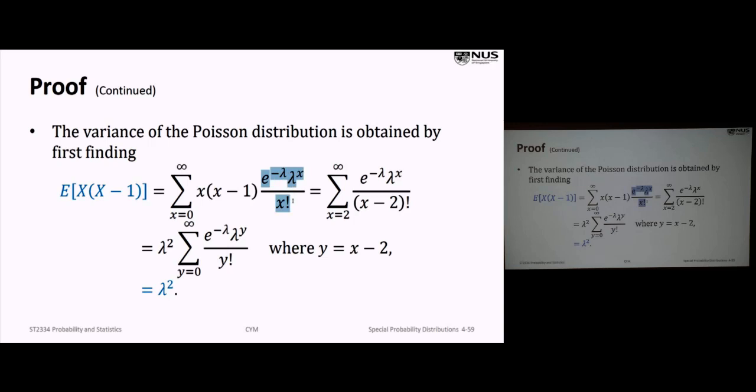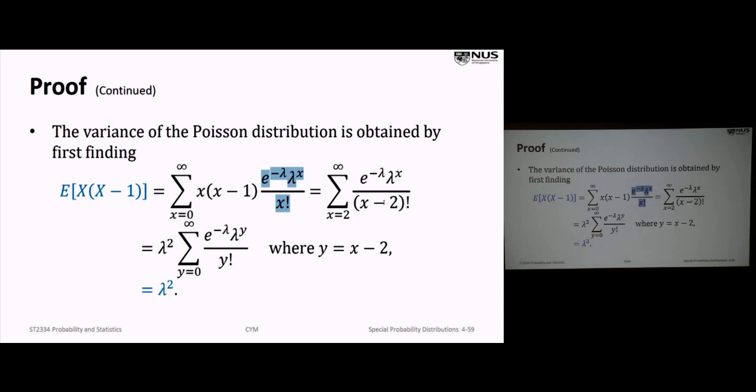Now, if x is equal to 0, the sum is 0, right? Because if x is 0, 0 times minus 1 times this is 0. If x is equal to 1, well, 1 minus 1 is 0, and this is some number. So basically, this summation doesn't start from 0, it starts from 2. So I have the sum x is equal to 2 to infinity of e to the minus lambda, lambda to the x over x minus 2 factorial.